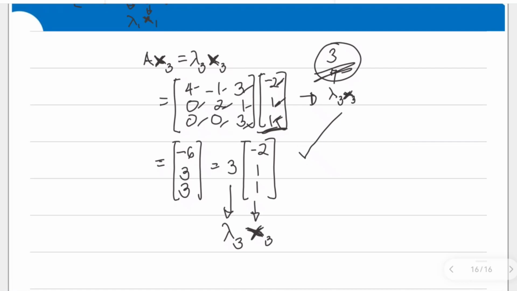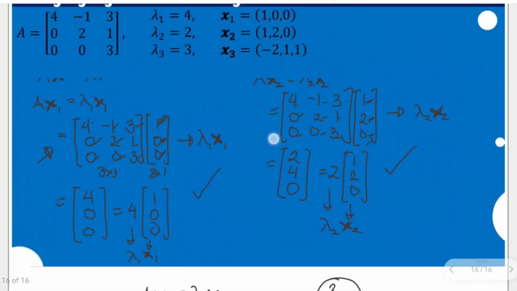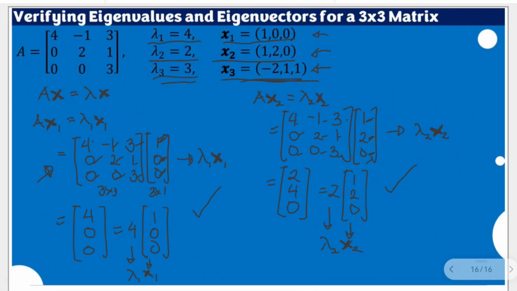So this is how we verify whether the pair of lambda and the vector is an eigenvalue and eigenvector respectively for a given 3 by 3 matrix. This, first and foremost, should be satisfied. So this is for this video, and thank you very much for watching.